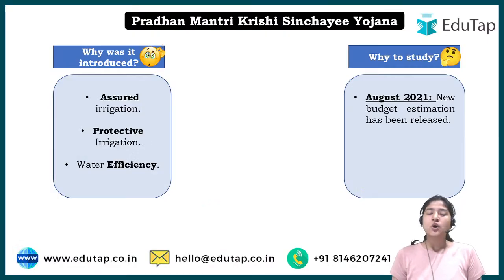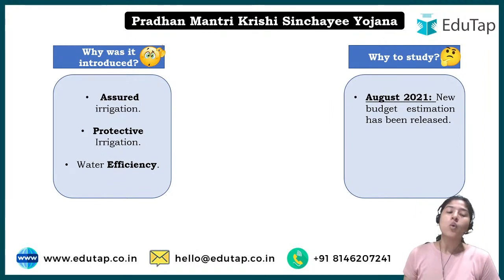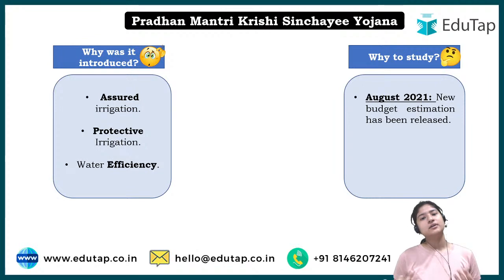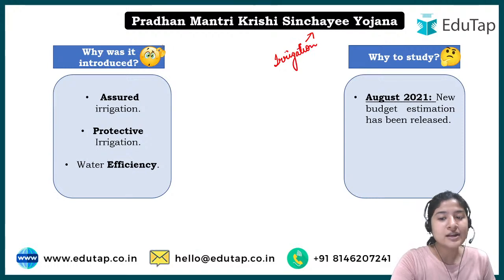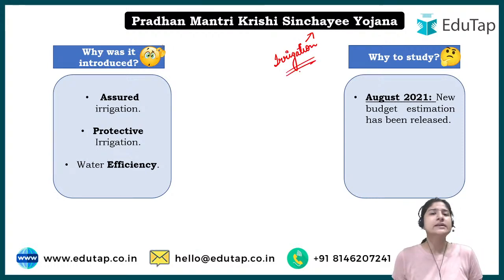Alright. So again, before starting with the scheme, why was it introduced and why do we need to study it for our examination, right? So why was it introduced? There is always an objective for introducing or releasing a new scheme, and here we are talking about Pradhan Mantri Krishi Sinchayee, which means irrigation. So before starting anything further, let's first understand what is irrigation, right?